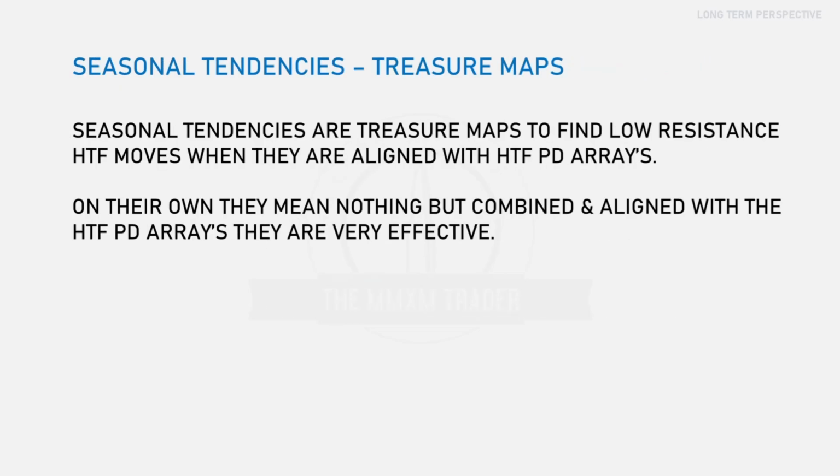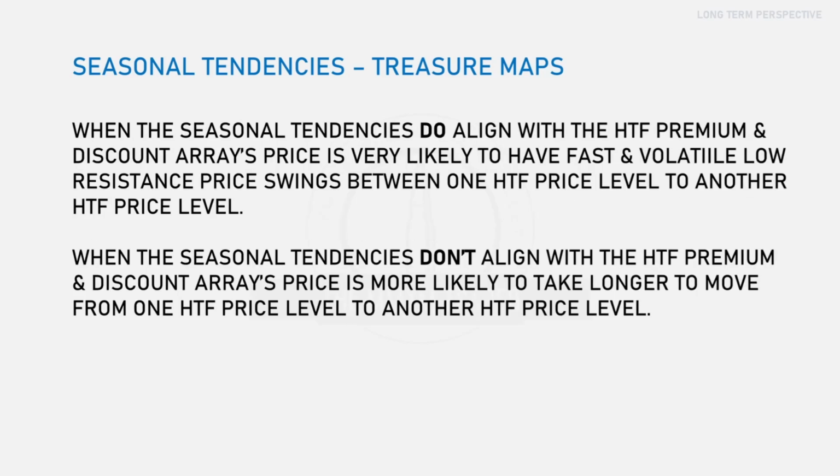Seasonal tendencies are treasure maps to finding low resistance, higher time frame moves when they are aligned with higher time frame PD arrays. On their own, they don't really mean much, but if you combine them and align them with higher time frame PD arrays, they are very effective. When the seasonal tendencies do align with the higher time frame premium and discount arrays, price is very likely to have fast and volatile low resistance price swings between one higher time frame price level and another.